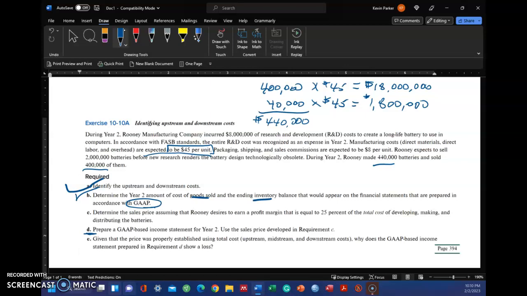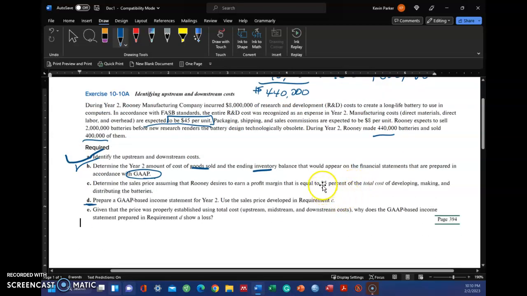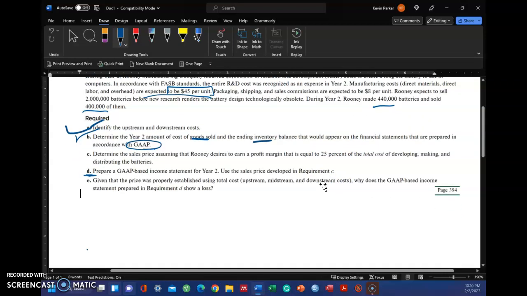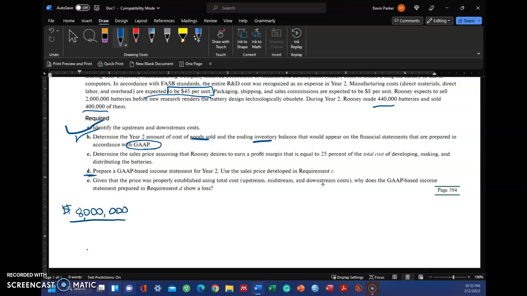Determine the sales price that Rooney desires to earn a profit that is equal to 25% of the total cost of developing, R&D, making $45, and distribution $8 per unit. And it'll be 25% of that cost. So let's get that cost, and then we'll go from there. Well, we already talked about it, that R&D was $8 million. Here it is.